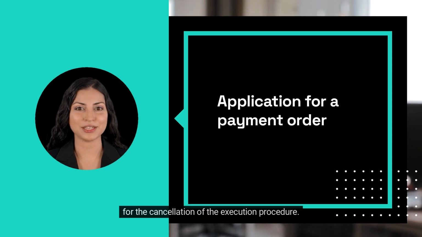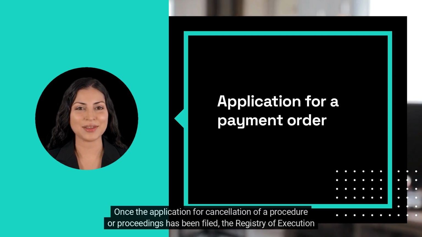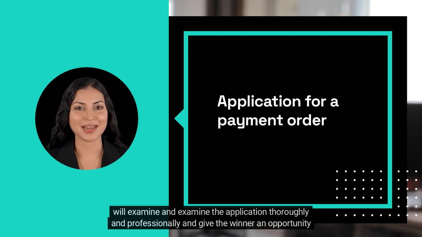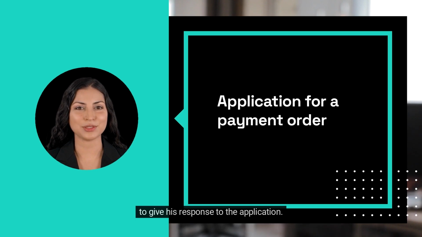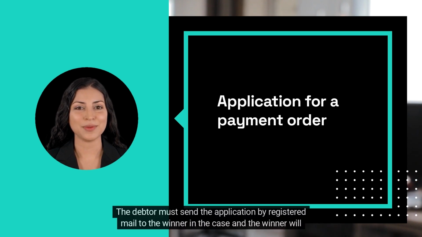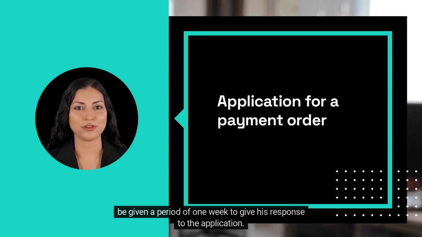It is also recommended to attach evidence and certificates that substantiate and support the cause of action for the cancellation of the execution procedure. Once the application for cancellation of a procedure or proceedings has been filed, the Registry of Execution will examine the application thoroughly and professionally and give the winner an opportunity to give his response to the application. The debtor must send the application by registered mail to the winner in the case, and the winner will be given a period of 1 week to give his response to the application.